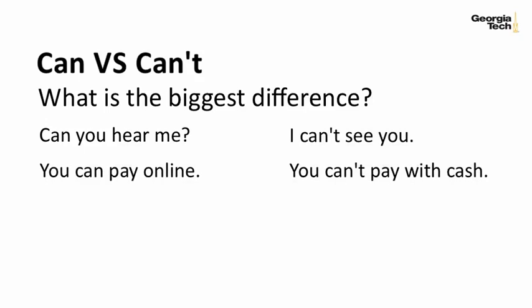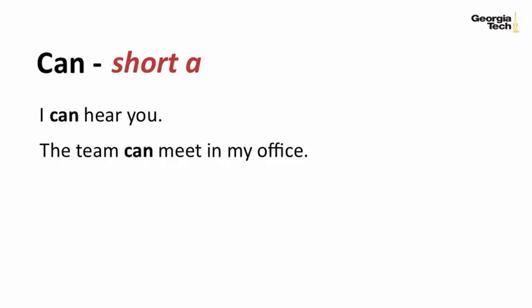Did you hear the T? I didn't use the T sound in any of those sentences, and many people don't. Then, what was different? It's how the A is pronounced. When I say can inside a sentence, I shorten the A. Listen carefully to these sentences and pay close attention to the word can. I can hear you. The team can meet in my office. The doctor can see you now.